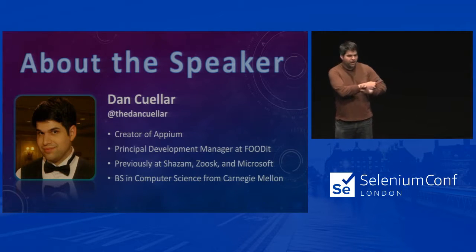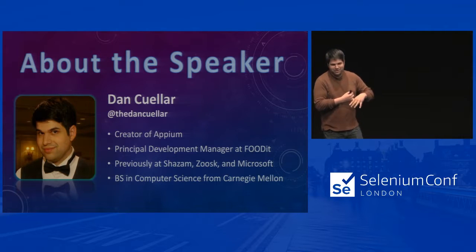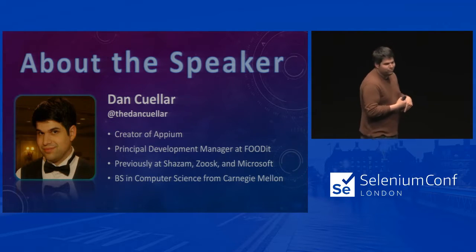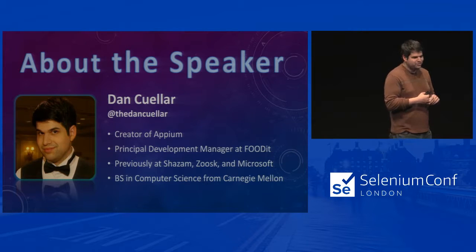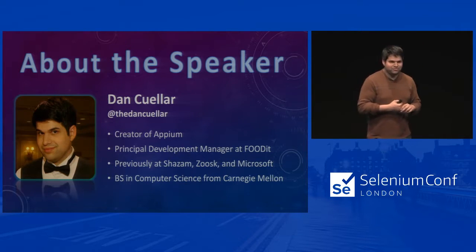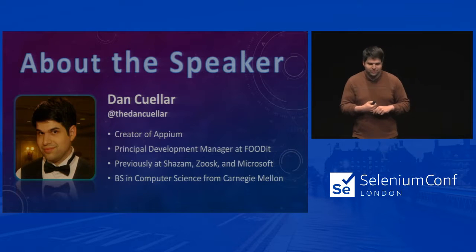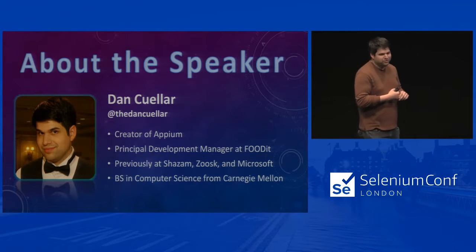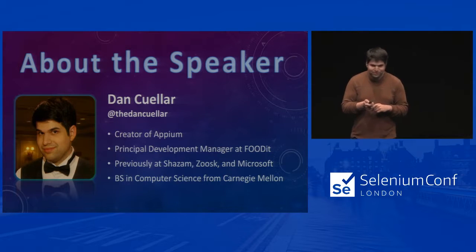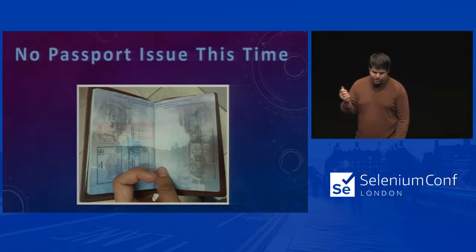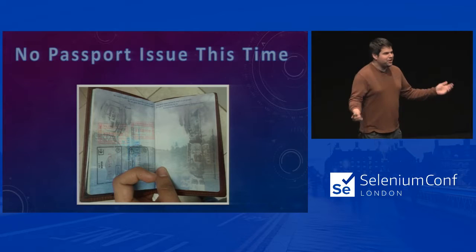I'm the creator of Appium. I currently am the, or not head, I'm principal development manager at Foodit. Before then, I managed the QA organization at Shazam and at a dating site called Zoosk. Before then, I was at Microsoft working on products you may know and love, like Excel and Outlook. And way back in the day, I got a computer science degree from a school called Carnegie Mellon. But that's not what I'm here to talk about today. And also, thank God I'm here this time.